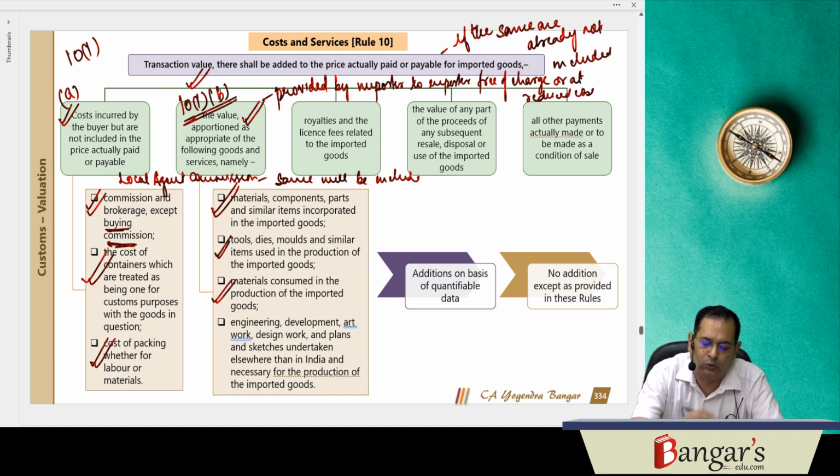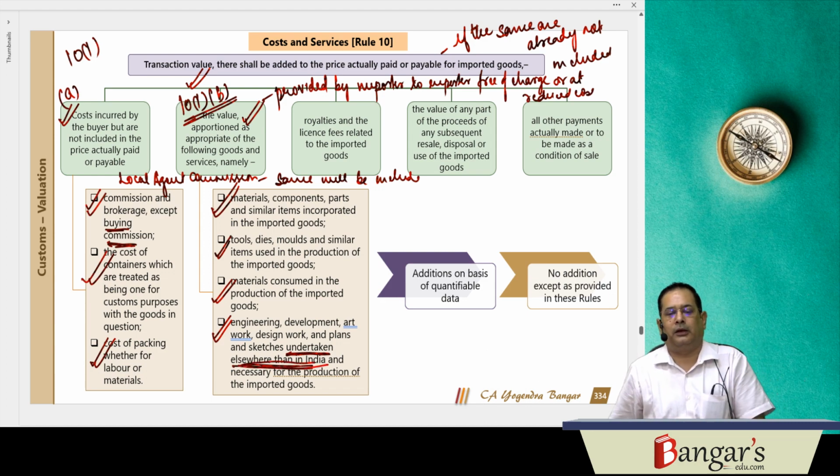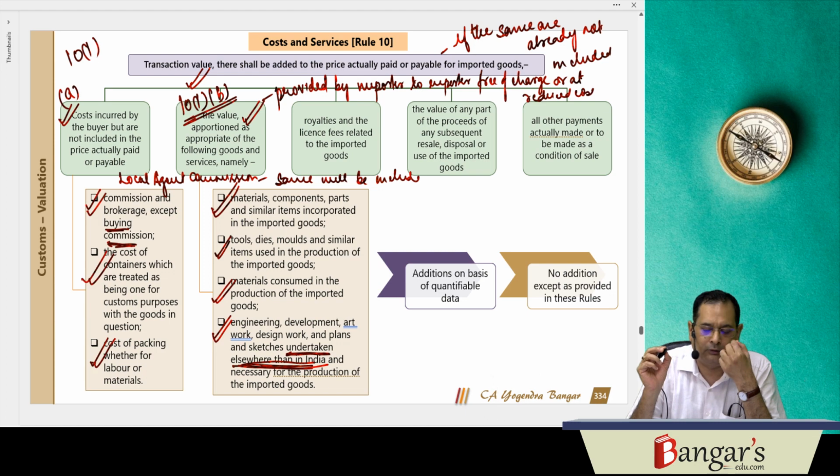Tools, dies, molds and similar items which are used in production of the goods, and materials consumed in the production of the imported goods. And in this case, engineering, development work, artwork, design work, plans and sketches, undertaken elsewhere than in India and necessary for production of the imported goods. So 10.1b is dealing with this.